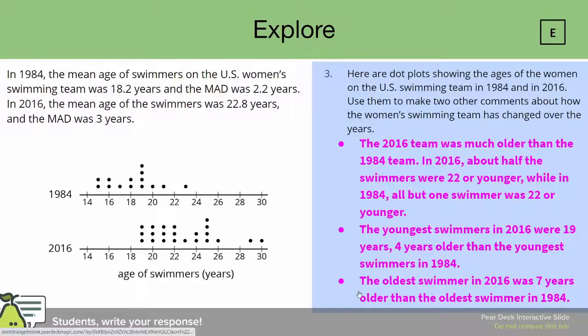Another thing you might have noticed is the oldest swimmer in 2016 was 7 years older than the oldest swimmer in 1984. Let's take a look at that a little bit more closely. The oldest swimmer in 2016 was 30 years old, but the oldest swimmer in 1984 was 23 years old. So we can see that there was a 7-year gap between the oldest swimmers between 1984 and 2016. All right, with that said, we've done quite a bit of analysis of these 2 dot plots. And there are other noticings that you might make between these 2 dot plots that are also correct according to this data.